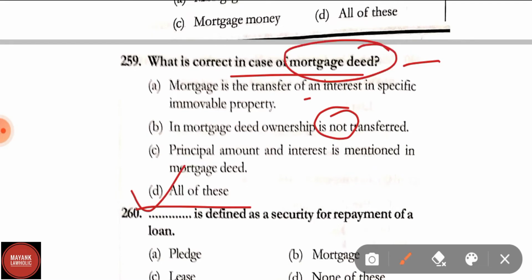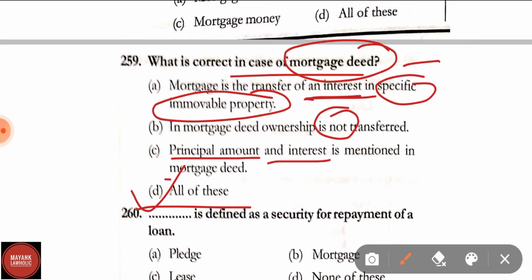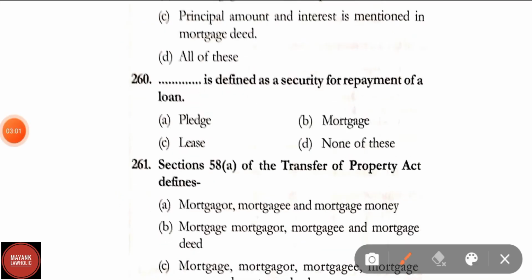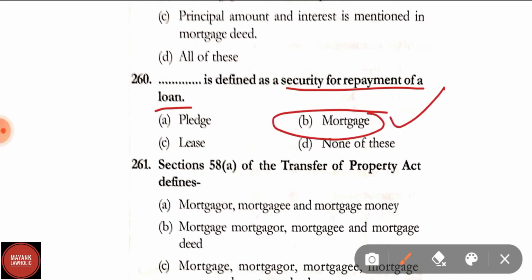In mortgage deed, mortgage is the transfer of an interest in specific immovable property. In mortgage deed, ownership is not transferred. Principal amount and interest is mentioned in mortgage deed. So all of these are the correct answer. Question number 260. Dash is defined as a security for repayment of loan. Correct answer is mortgage. Mortgage is defined as a security for repayment of a loan.